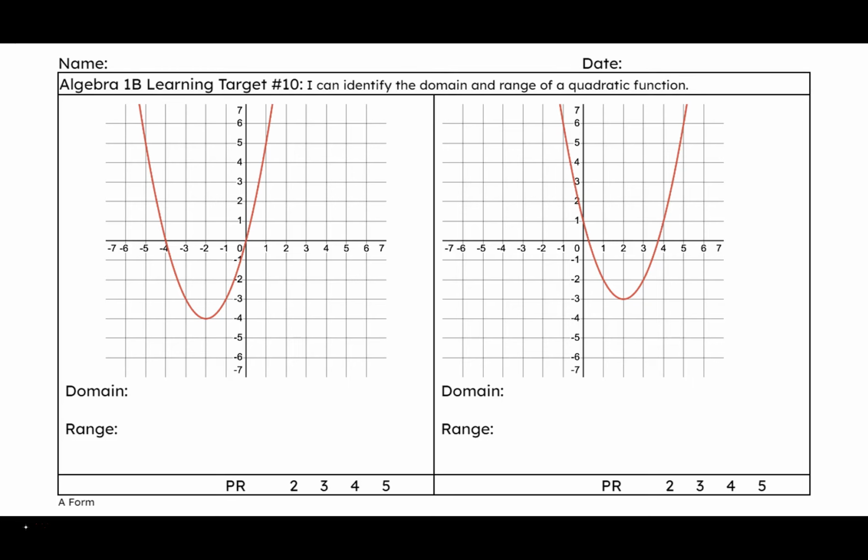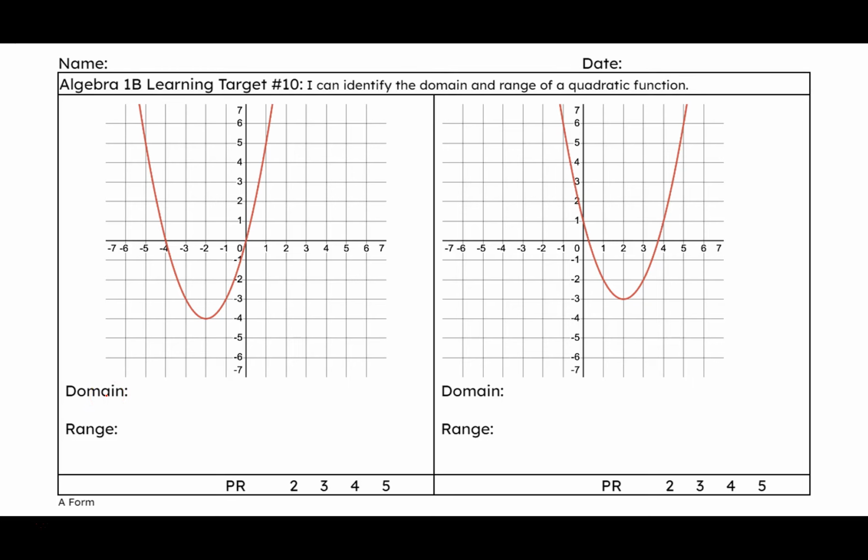So we've looked at domain and range a couple of times now. You've seen it more in depth for Learning Target number 10. And what we're looking to do is identify what are all the values for x and what are all the values for y for this function. That is x for domain and y for range.